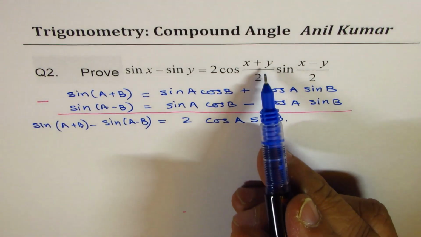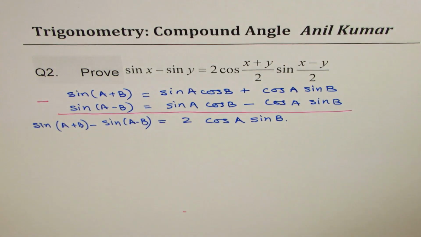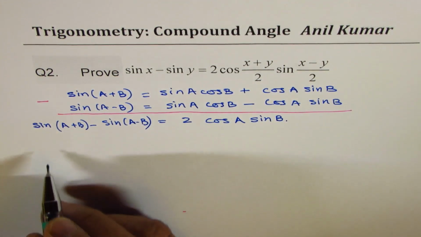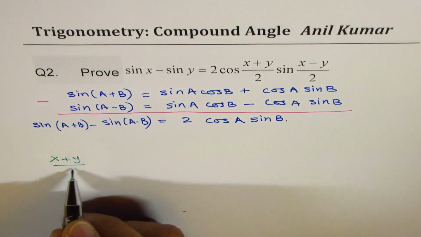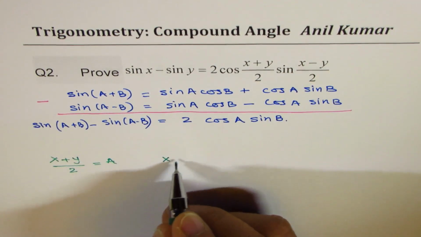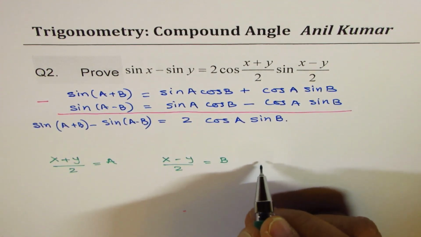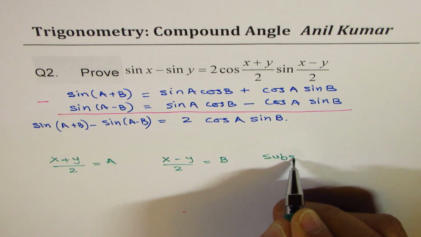Now look at what we need. We need (x plus y) over 2 instead of A. So we are going to make a substitution. And the substitution here is that (x plus y) by 2, let it be equal to A. And (x minus y) by 2, let it be equal to B. So that is the substitution we have made.